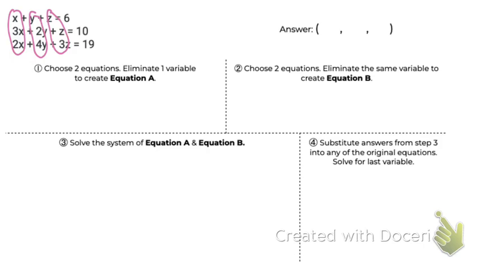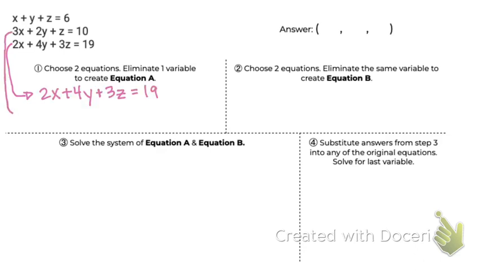I'm going to pick z. Y looks pretty good too, but the z's, I notice that I can easily change this one to a negative 3z, and then the z's will be eliminated here. So let's do that. I'm going to write this equation down as it is, but this equation I have to change. I need to multiply it by negative 3. And that way, the z's will be eliminated when I add them together.